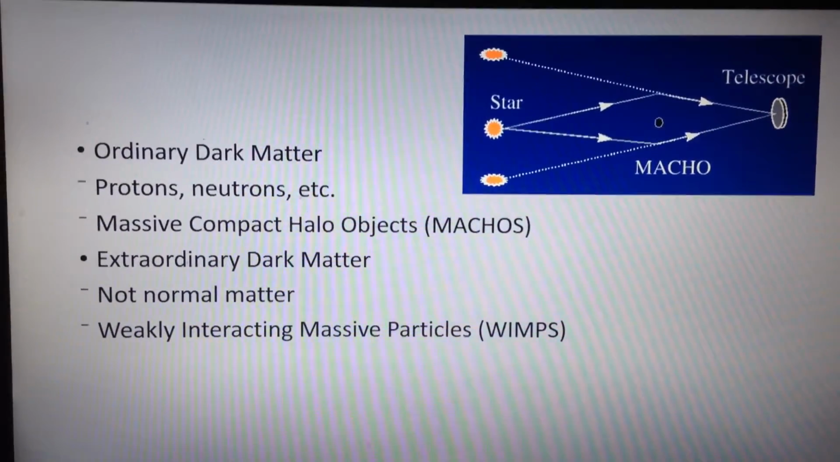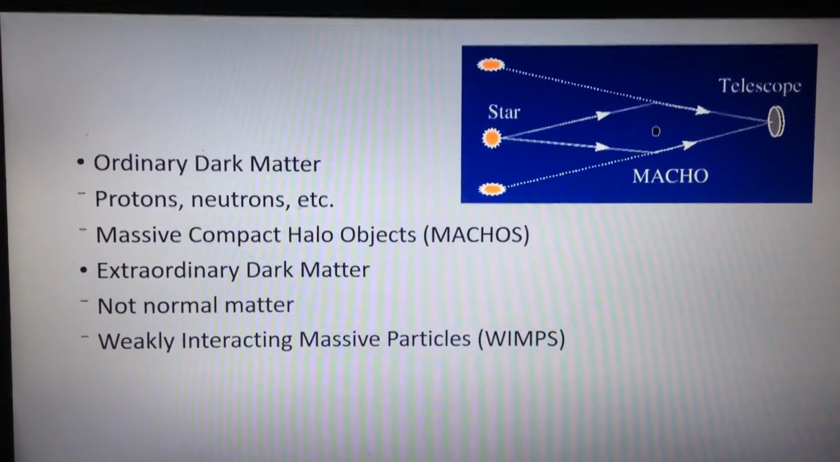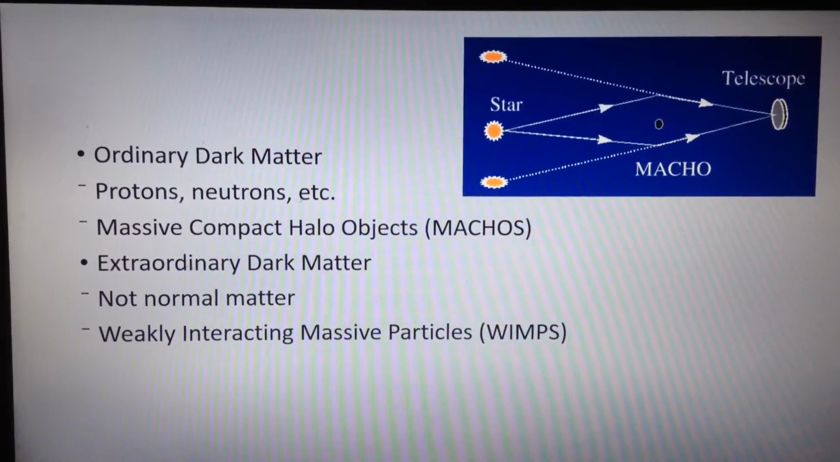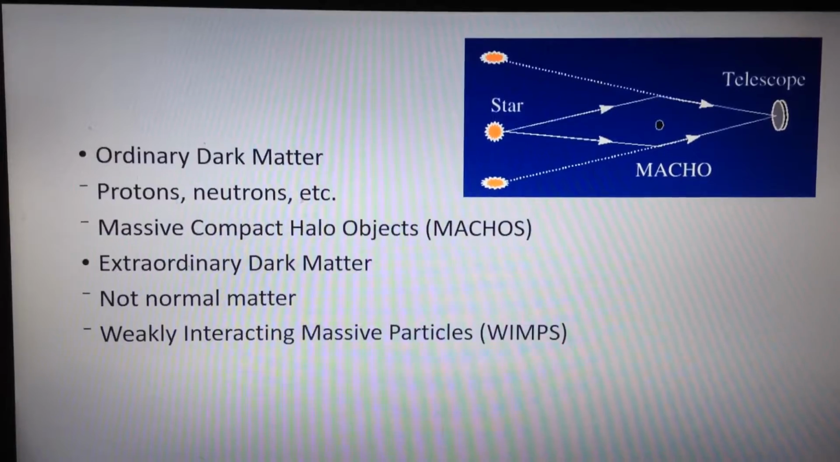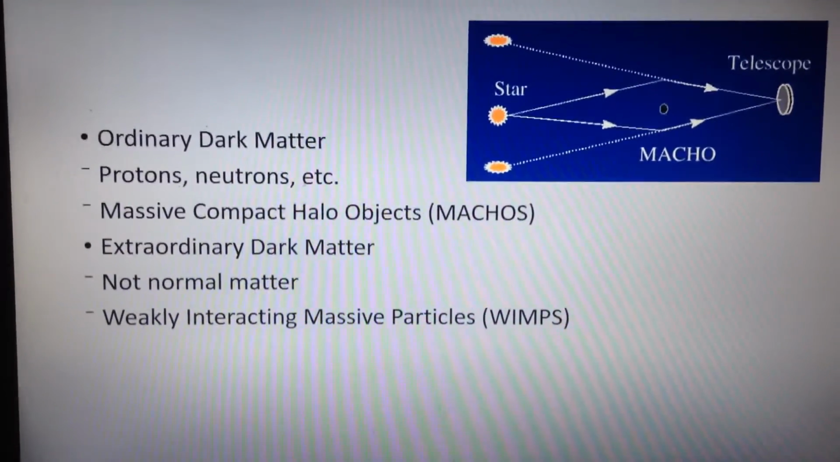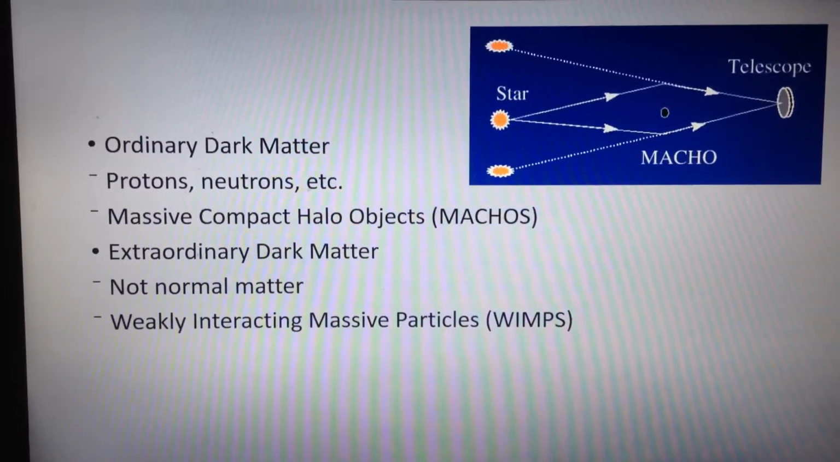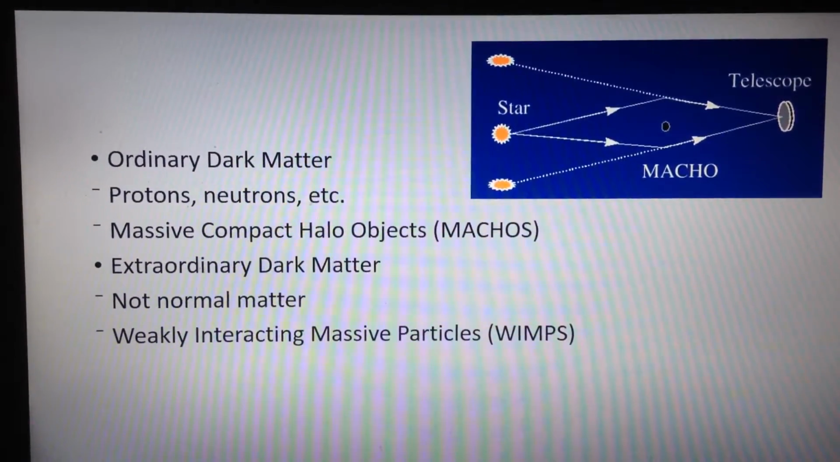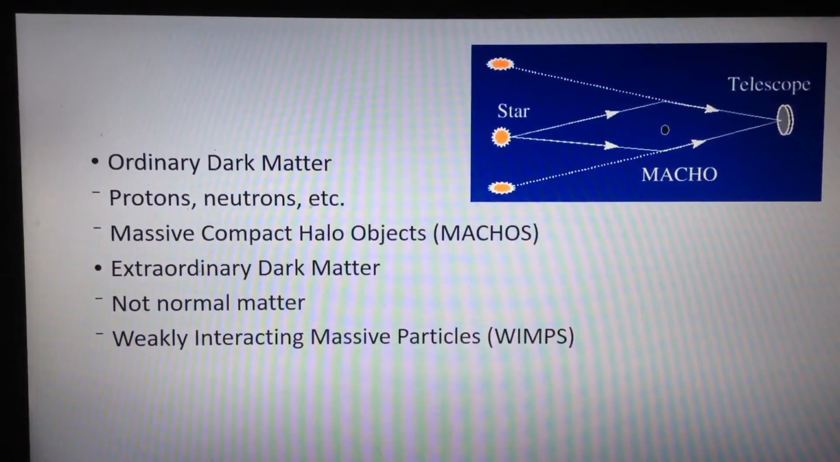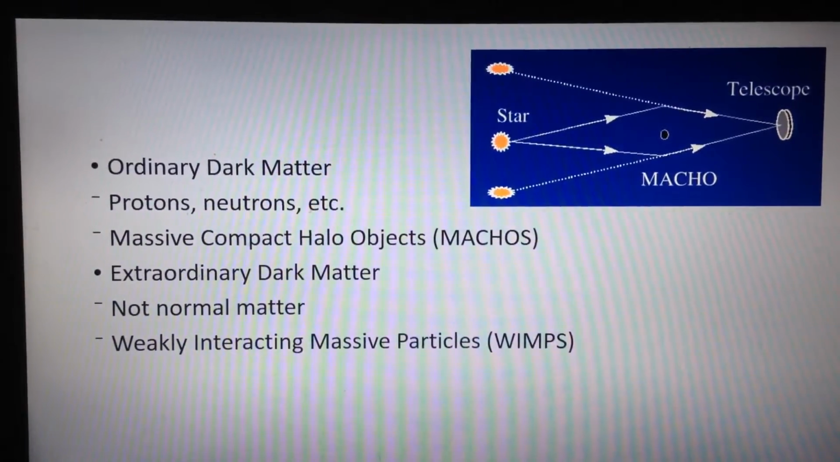Opposite of ordinary dark matter, extraordinary dark matter is not made up of any form of normal matter. It consists of unknown neutrino-like particles, which are called weakly interacting massive particles, or WIMPs. There is simply not enough ordinary matter, which is why scientists believe WIMPs to be a form of dark matter.